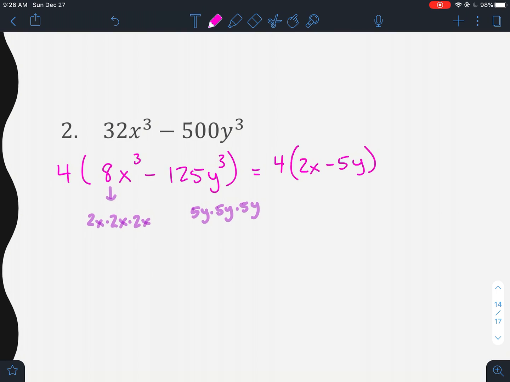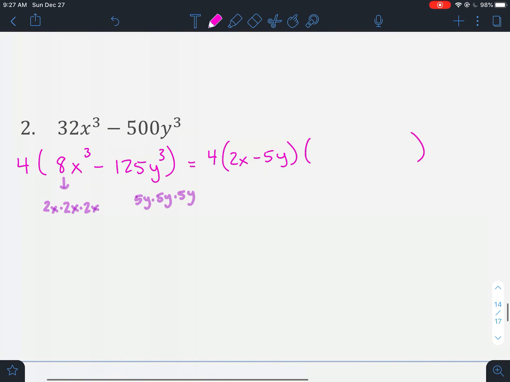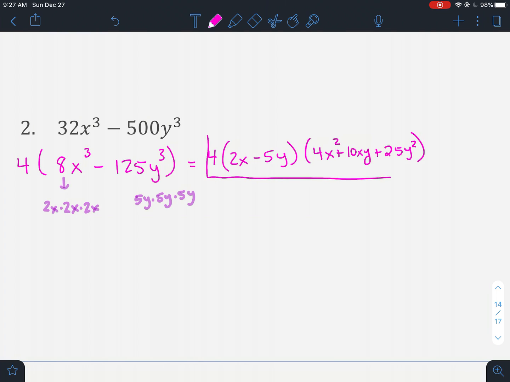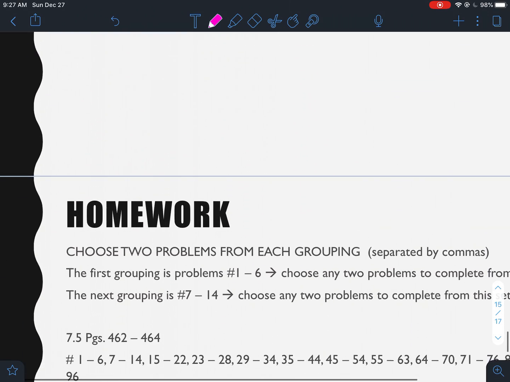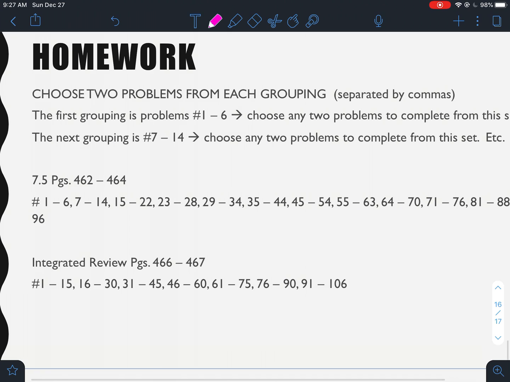So when I go to factor this, this is a difference of two cubes. So I'll have 2x minus 5y in the first parentheses. And then in my second parentheses, square 2x. 2x times 2x is 4x squared. 5y times 5y is 25y squared. And then multiply them. 2x times 5y is 10xy. And then your signs should go minus plus plus. And that would be that expression factored completely.